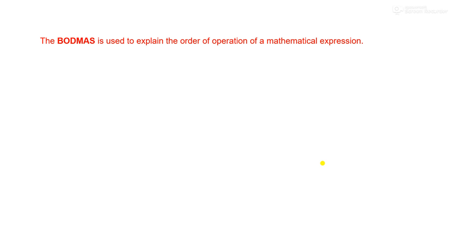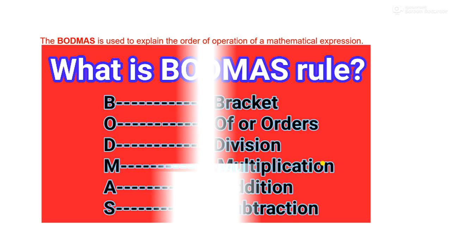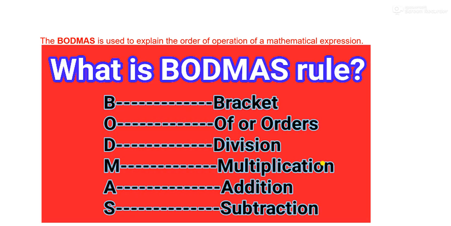BODMAS stands for: B stands for bracket, O stands for of or orders, D stands for division, M stands for multiplication, A stands for addition, and S stands for subtraction. According to this order, we have to solve the mathematical expressions.